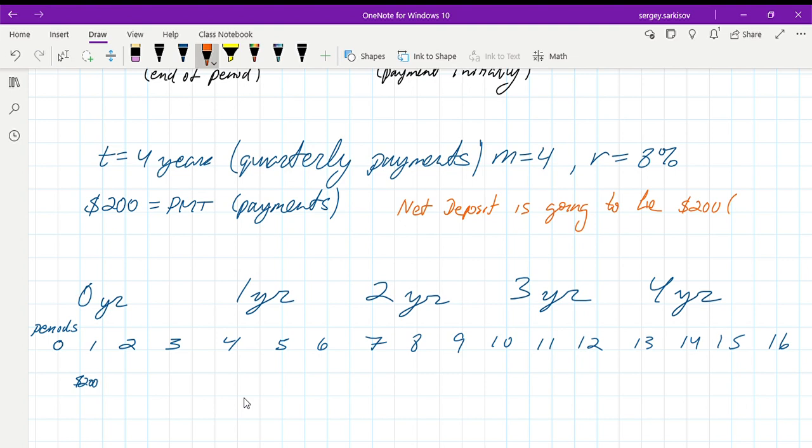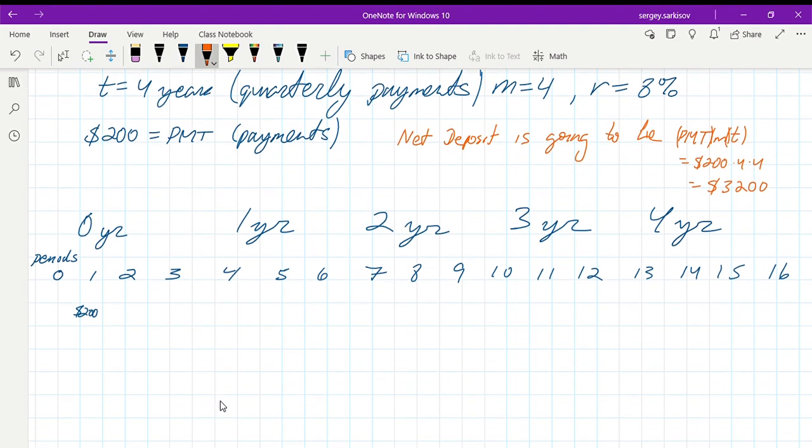4, right? So let me say payment, with the dollar sign: payment times the M times the T. Makes sense? How many payments are we making? We're making 4 times 4 because 4 years, 4 times each, 16 payments. And so we have 200 times 16, 4 times 4, and that's going to be 3,200. That's what we're actually investing. We're putting in 200, 16 times.